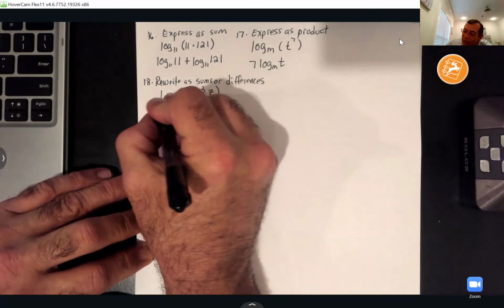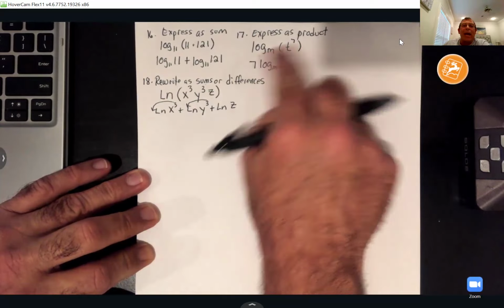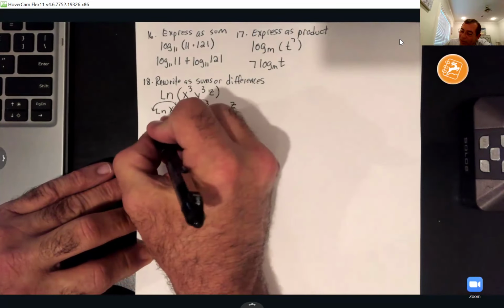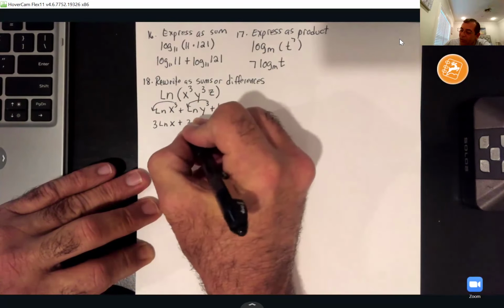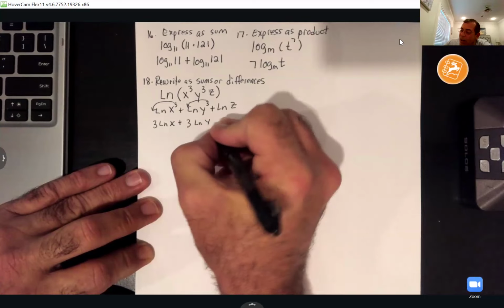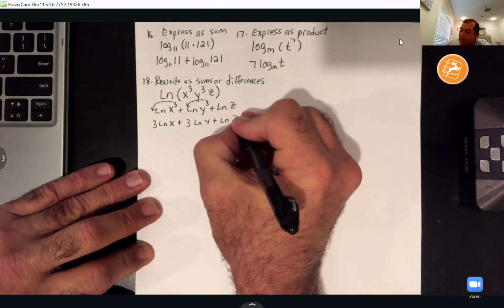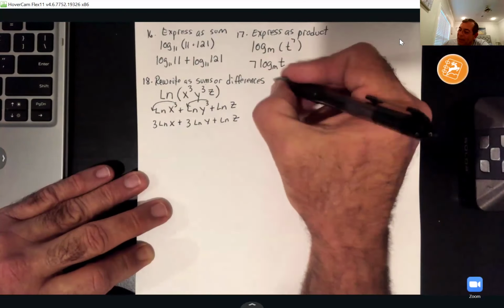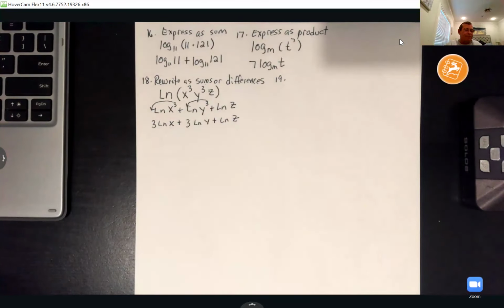We got to move these two exponents to the front. So remember, we got to do the power rule if we got exponents, so that we get a 3 ln of x plus a 3 ln of y plus my ln of z. Y'all don't forget, bring those exponents down, okay? So that they'll be in the most simplified form.